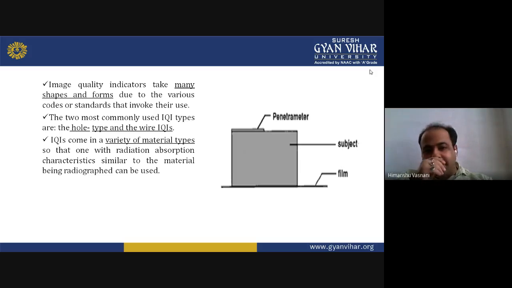These image quality indicators come in a variety of material types so that one with radiation absorption characteristics similar to the material being radiographed can be used.